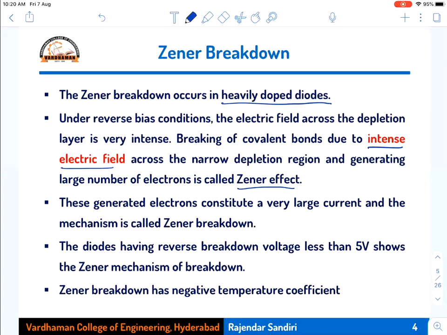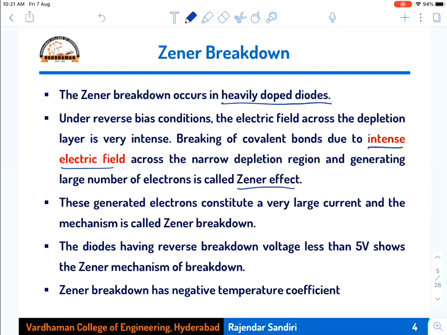So it takes very low voltage, because it is heavily doped. It takes very low voltage to generate new electron hole pairs across the junction, and a large amount of current will be flowing. So in both these mechanisms, what is happening is, at a certain voltage called breakdown voltage, the current starts suddenly increasing. So a rapid increase in the current begins.